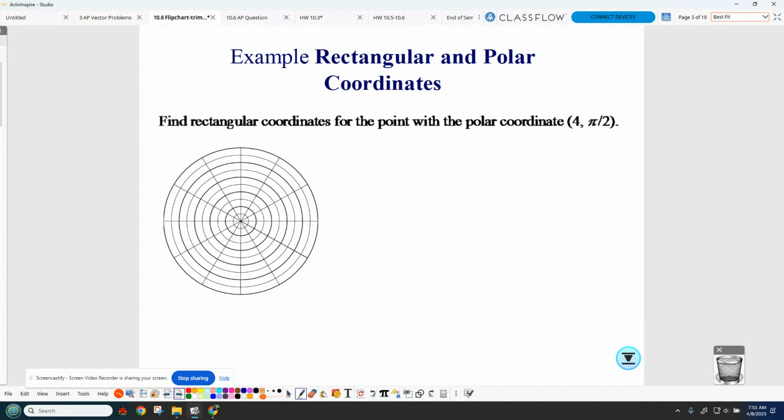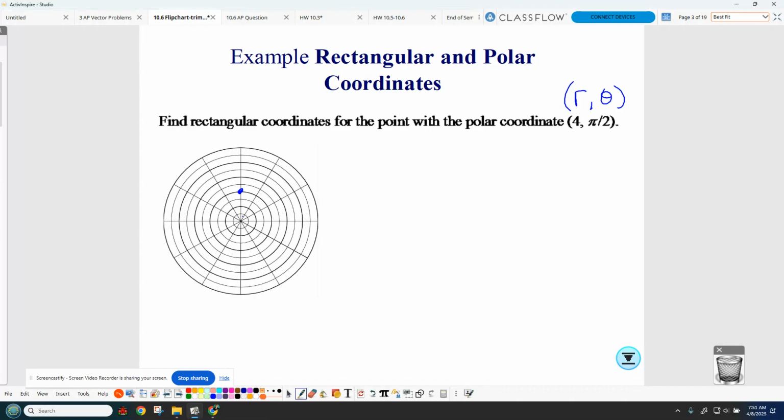There's a pole, the origin, and things radiate out from there. And the coordinates are the radius first and the angle. So this coordinate says facing pi over 2. Okay, I can't touch it. 1, 2, 3, 4. So facing 90 degrees, pi over 2, go up 4 units.